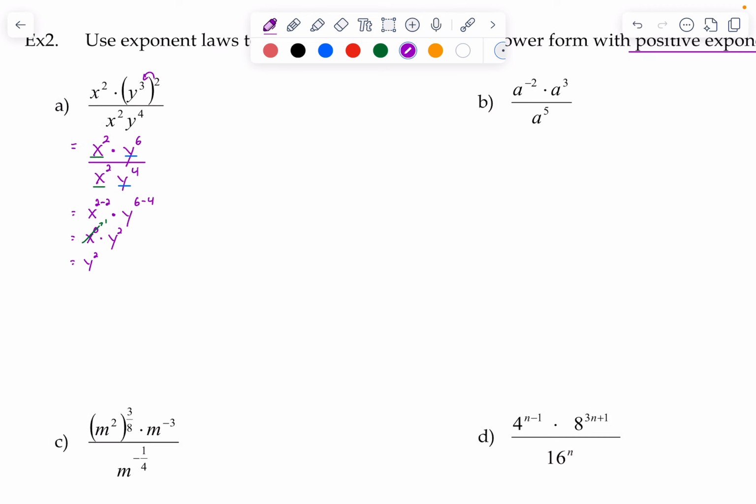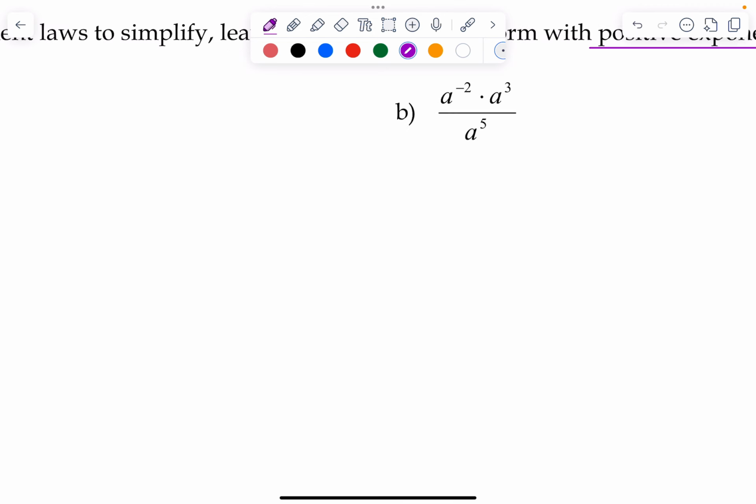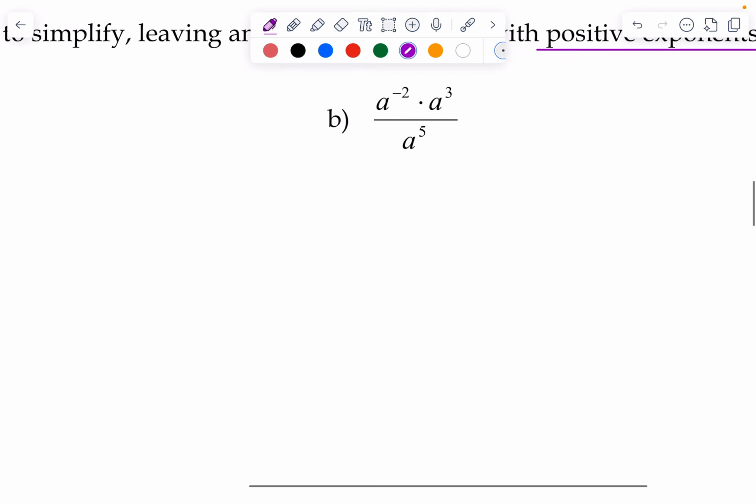B, a to the minus 2 times a to the 3 divided by a to the 5. Well, again, it doesn't matter which order you do things in. I'm just going to clean up the numerator first. So I see up top, I have similar bases again, a and a. So what that means is these are being multiplied. I'm going to use my multiplication law. So I add exponents, minus 2, adding 3, all over my denominator still, 5. So up top, I'm now going to be left with a to the 1. And on the bottom, I'm going to be left with a to the 5.